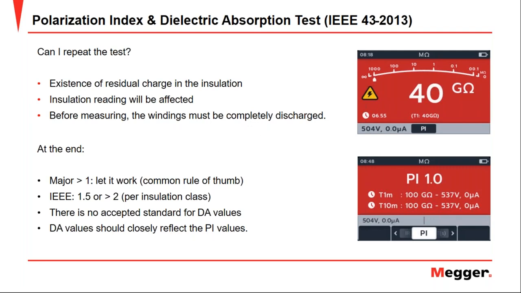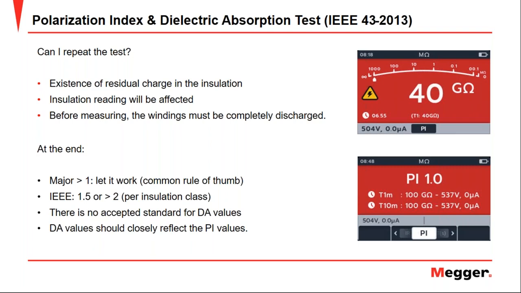Okay, now let's talk about an extremely important aspect. Can I repeat the PI test? The test can be repeated as long as the windings are fully discharged to ground. The IEEE 43 standard states that to ensure that the windings are completely discharged, they must be grounded for 2 hours or 4 times the test duration. Once this procedure is done, then it is possible to repeat the PI test.